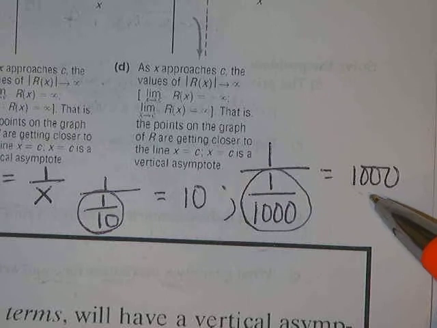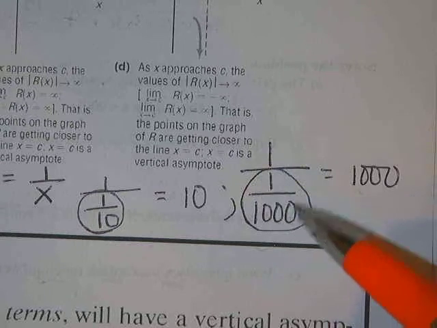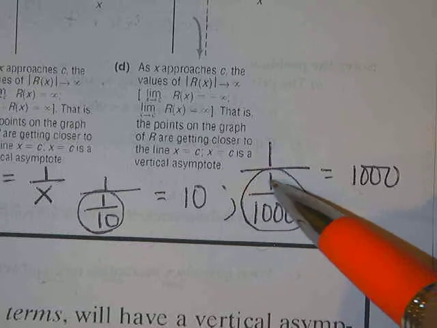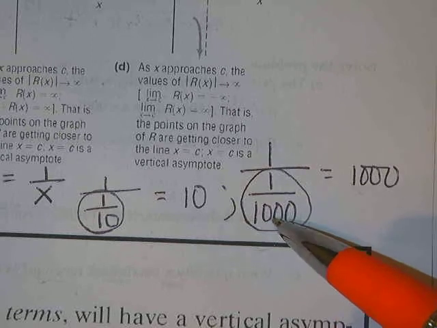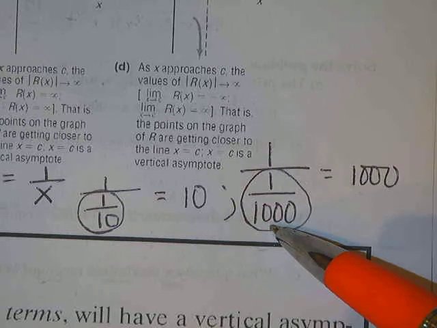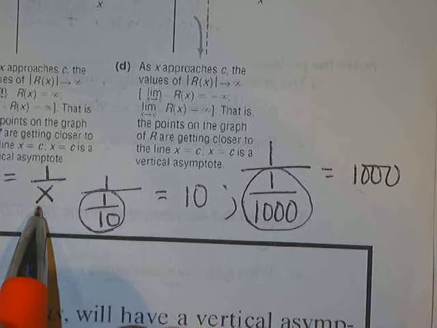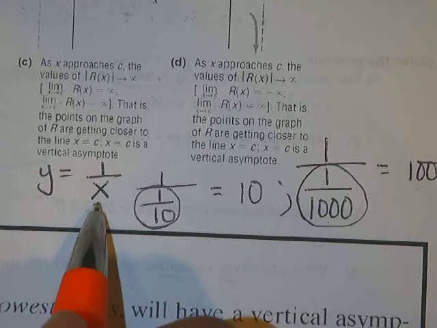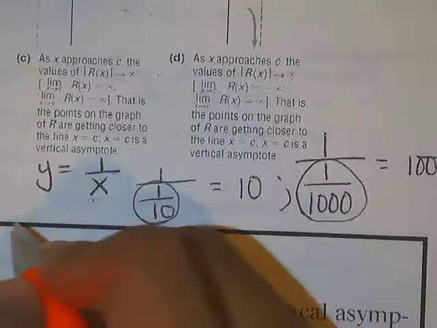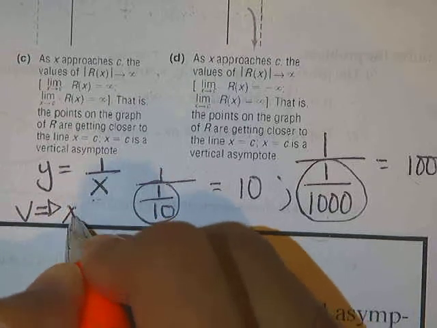So would you agree that this c value, as x equals the c value, is going to get smaller and smaller, closer to 0? So when x approaches 0, my y is going to get closer and closer to infinity, whatever infinity is. So for this one, your vertical asymptote is x equals 0.